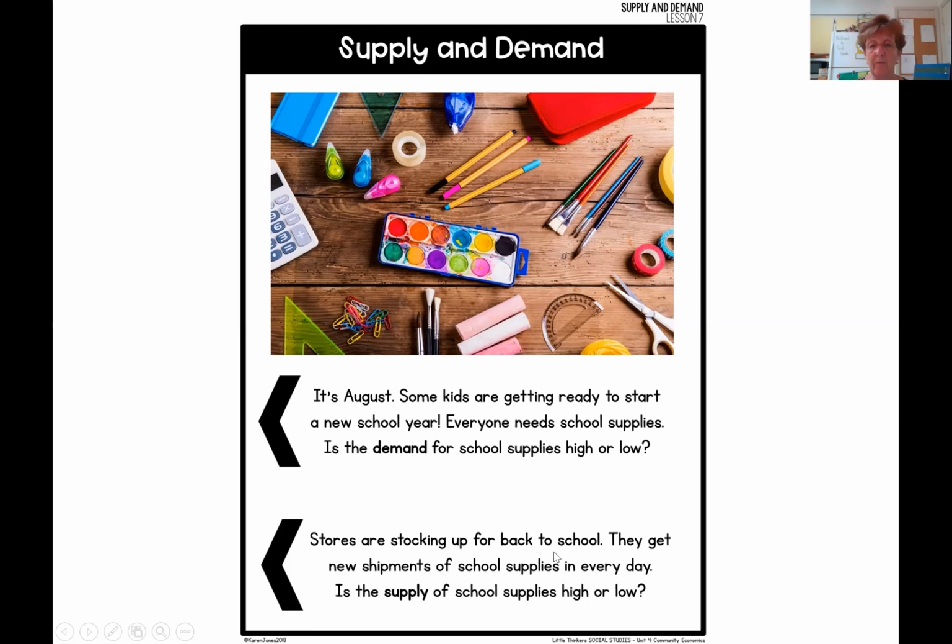Stores are stocking up for back to school. They get new shipments of school supplies in every day. Is the supply of school supplies high or low? The supply is high because the store is getting in new shipments every day.